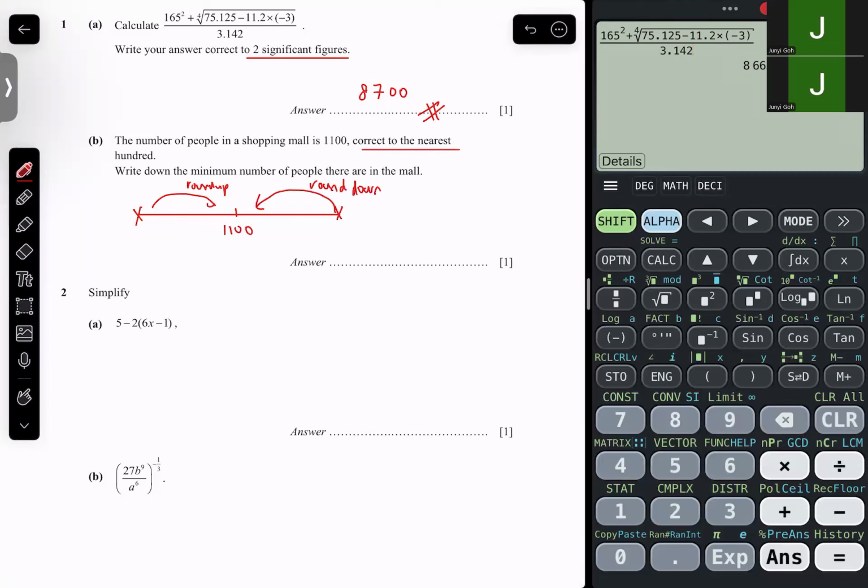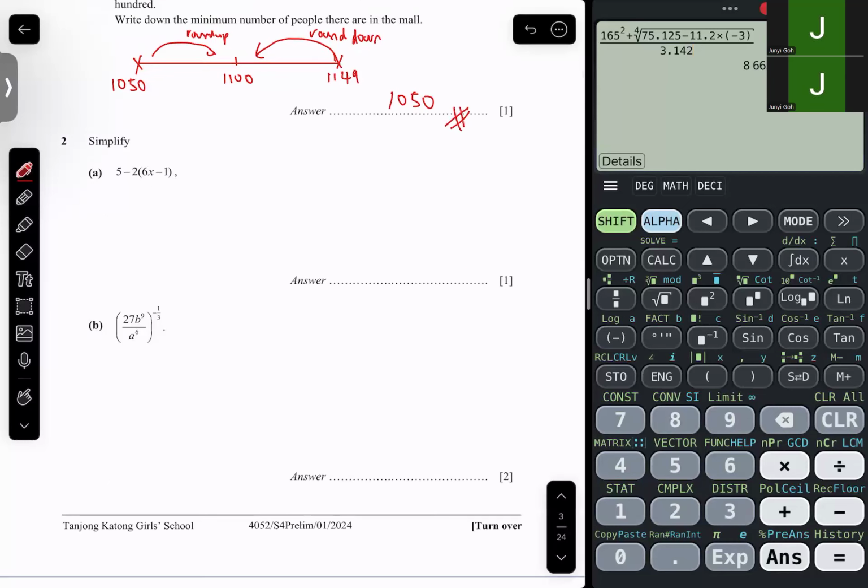So over here, since it's rounded off to the nearest 100, split the 100 into two sides. So it's about 50-50 on each side. This would be 1149, and this will be 1050. 1050 rounded off to the nearest 100 will become 1100. Sorry, 1100 plus 49 will become 1100 as well. So since they ask for minimum, the answer will be 1050.